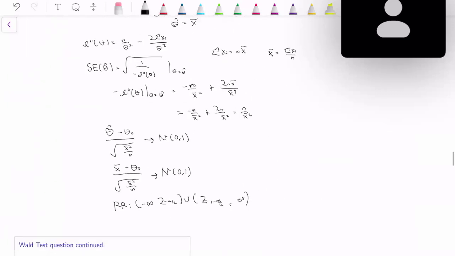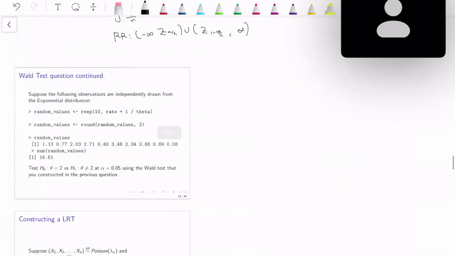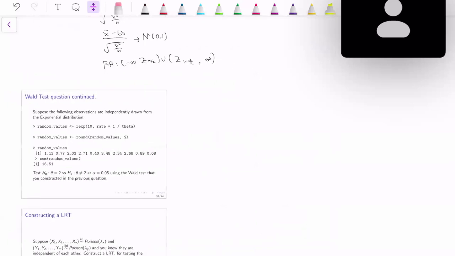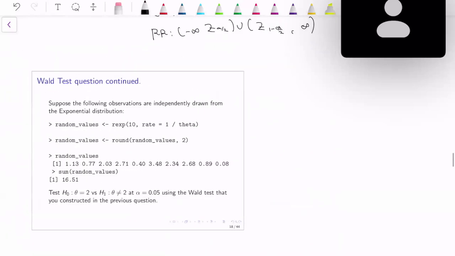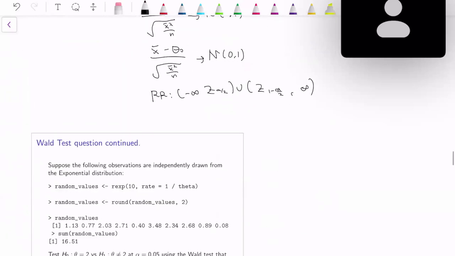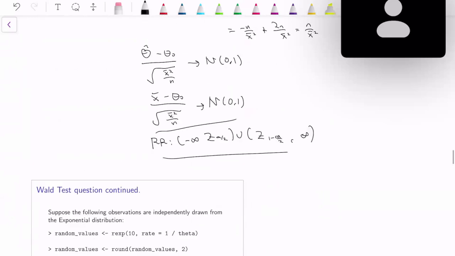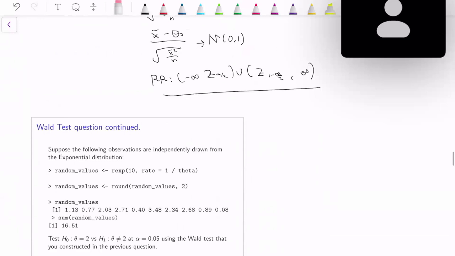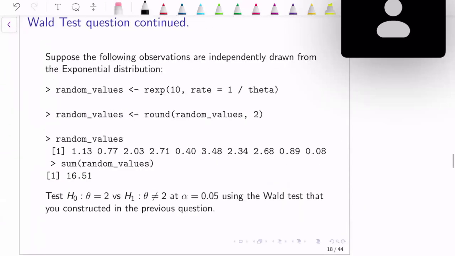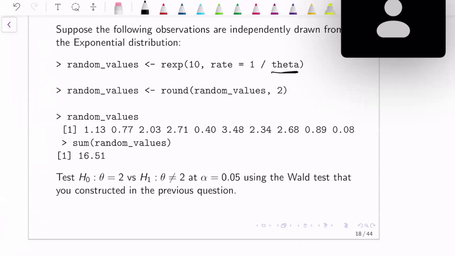Okay, almost done. Just two more problems. Oh, sorry, I lied. A couple more than that. So now we're just using the Wald test that we constructed. Now we're just plugging values into this and making a conclusion based on the rejection region. We have 10 values drawn from an exponential distribution with some unknown theta, and we want to test if theta equals 2 versus theta not equal to 2, at alpha equal to 0.05 using the Wald test.